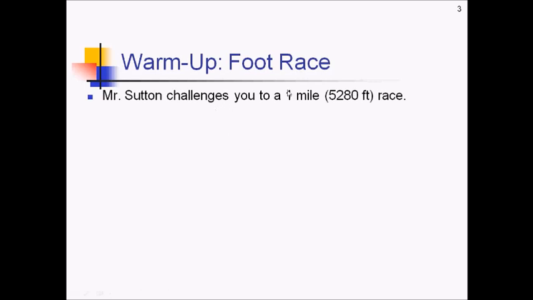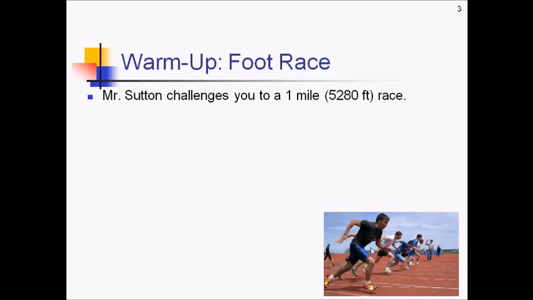Let's say I challenge you to a 1 mile, that's 5280 feet race. There I am, I'm going blazingly fast. My shoes, in fact, are on fire. I'm going so fast, and I'm going 10 feet per second. Now, you're even faster than me. I mean, I'm pretty quick, but you're going 13 feet per second because you're younger.